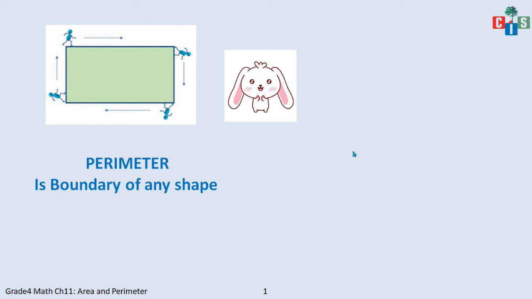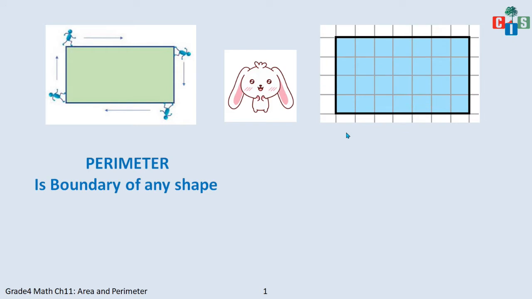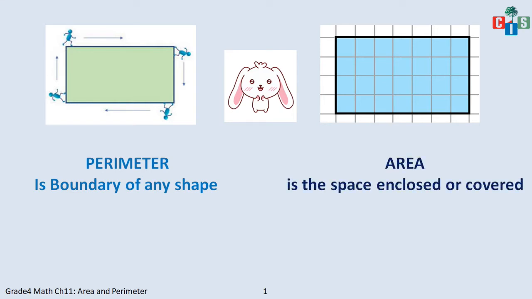Now the next thing we studied is the area. As you can see in the picture, this rectangle is colored from inside. So this is the area of this rectangle, which is the internal space or the internal occupied area. So the area is the space enclosed or covered by any shape, be it a rectangle, circle, or irregular shape. The space inside that shape is known as the area.